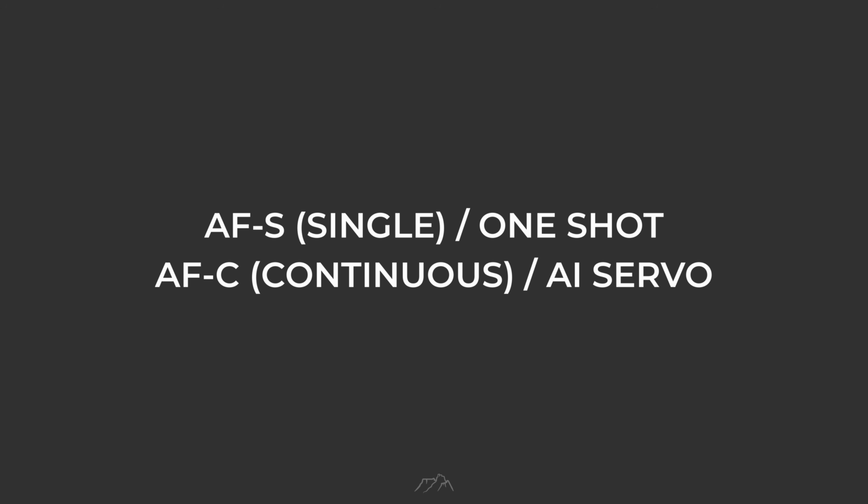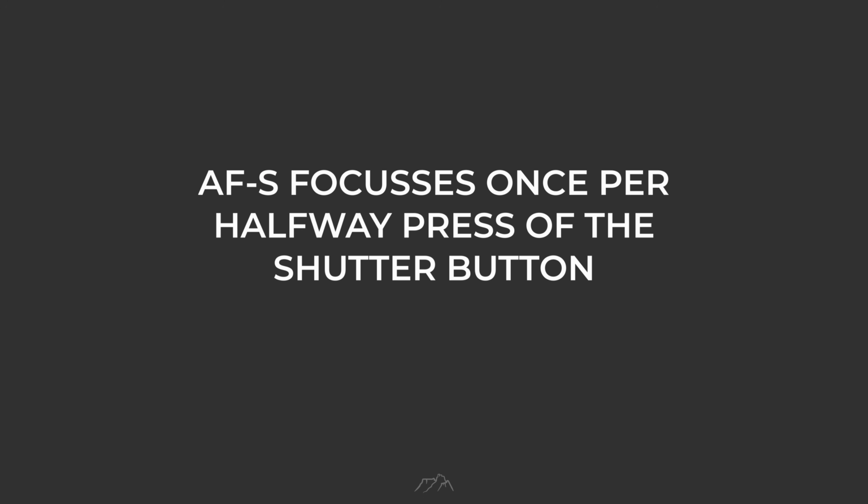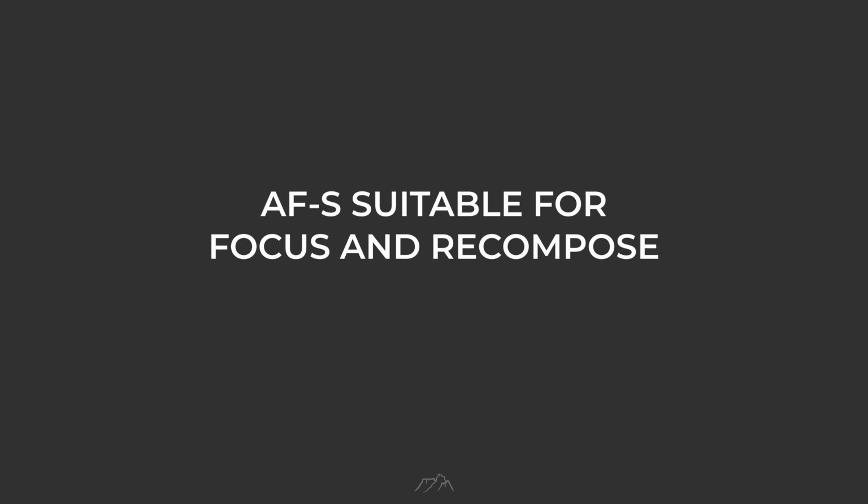On most cameras, there are 2 focus modes, AFS or one-shot and AFC or AI servo. It's essential to understand both modes, but I'll soon recommend only one. In AFS mode, the camera focuses only once per halfway press of the shutter button, maintaining that locked focus until the shutter button is pressed halfway again, making it suitable for focusing and recomposing shots.